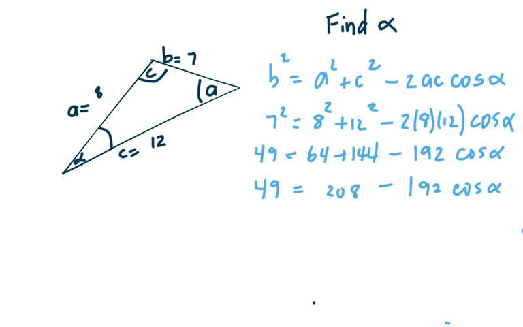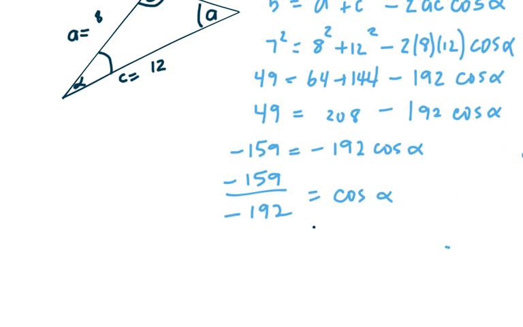And therefore now we can take 208 from both sides to get negative 159 is equal to negative 192 cos alpha. And now we can divide both sides by negative 192. So now we get negative 159 over negative 192 is equal to cos of alpha. That is 0.828 to 3 decimal places, and that's equal to our cos alpha.